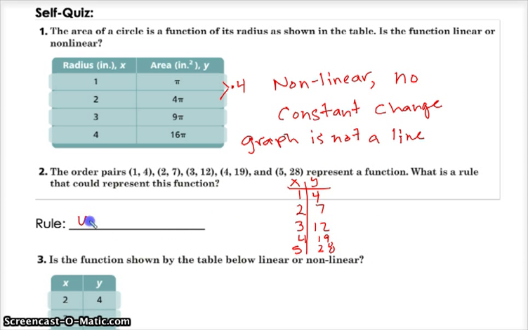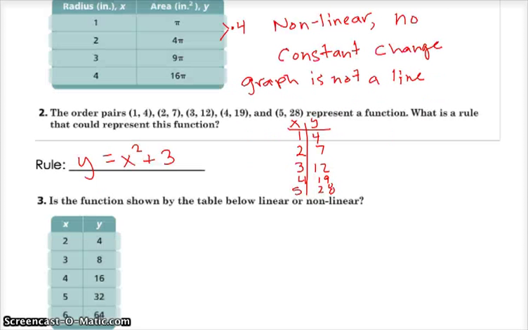We find out that the rule is y equals x squared plus 3. If you didn't get that, go back and try to find if you can make x squared plus 3 work in here. That is the pattern.